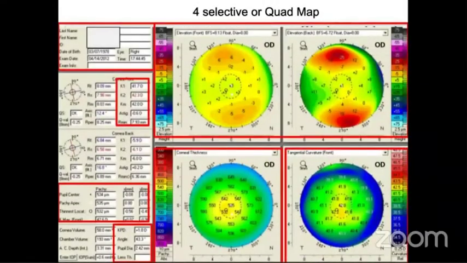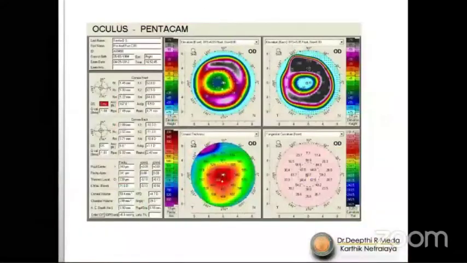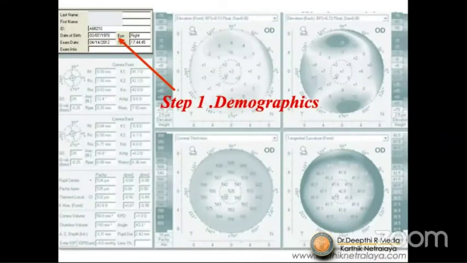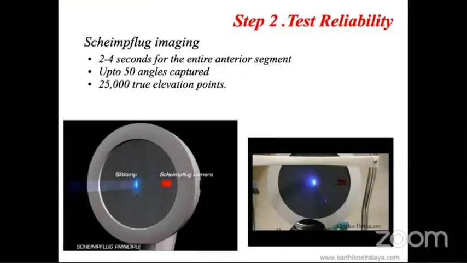Now, before interpreting any map, it's important that you mentally divide them into areas. So however busy you are in the OPD, you do not miss looking at any of these areas, thereby not missing a case of FFKC. Always start with checking the demographics. Make sure you're interpreting the same patient's scan by a manual cross-check with the patient, and also make sure your technician has performed the test right.